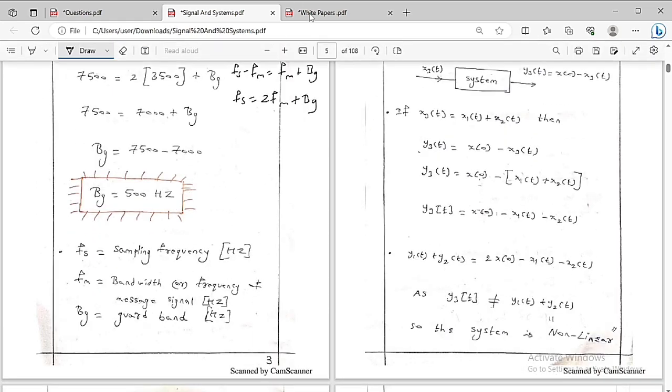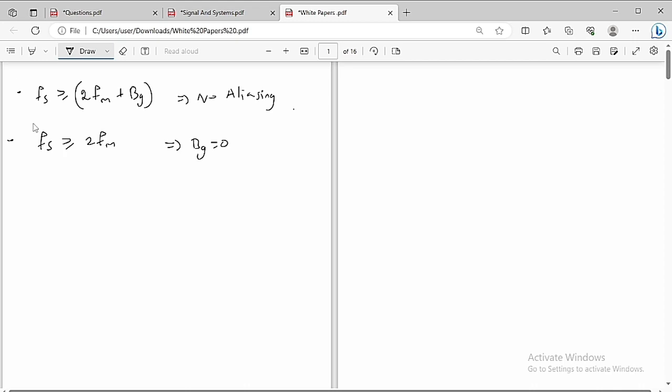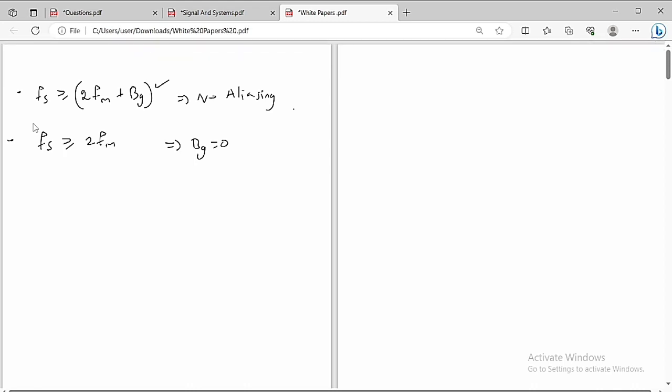I want you to remember the basic formula. Let me tell you the general expression that you have to remember: Fs is greater than or equal to 2 times Fm plus Bg. This is the formula you have to remember for no aliasing. Here Fs is the sampling frequency, Fm is the message frequency and Bg is the guard band. So this is the formula for no aliasing.